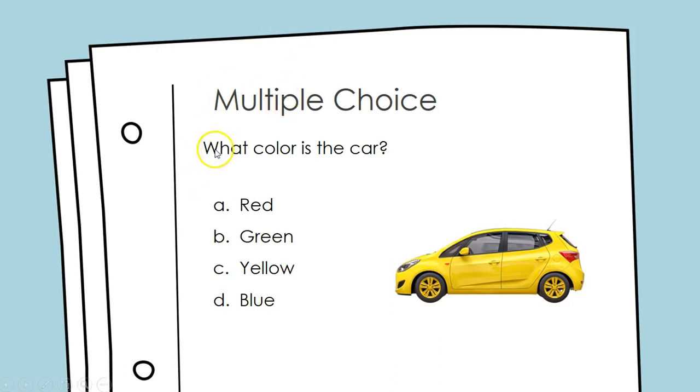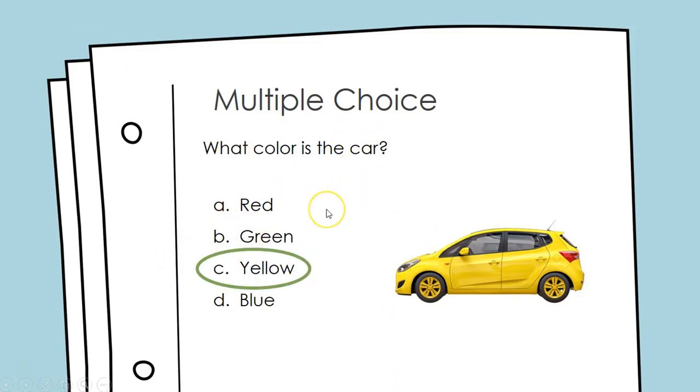For example, what color is the car? Notice there is only one right answer. Is the car red? No, so we don't do anything. Is the car green? No, so we don't do anything. Is the car yellow? Yes, but we want to keep reading all the way through all four possible answers just to make sure. So last answer, is the car blue? No. So we know that the car is yellow, and we can go ahead and circle this answer.